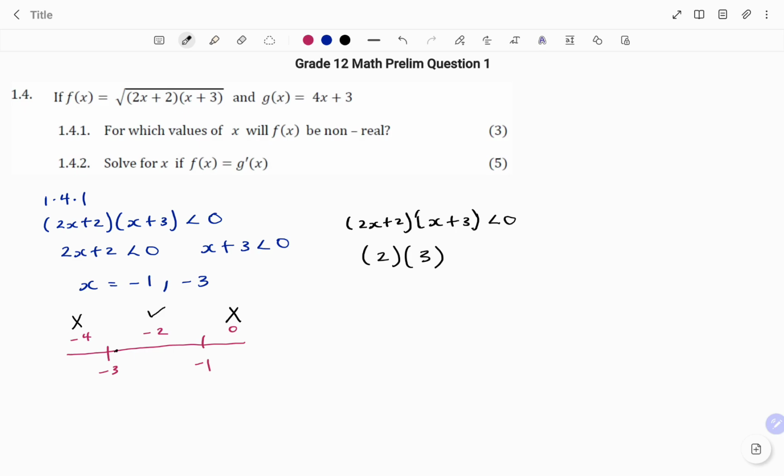So the only true region I have is when the value of my x is greater than -3 and the value of my x is less than -1.